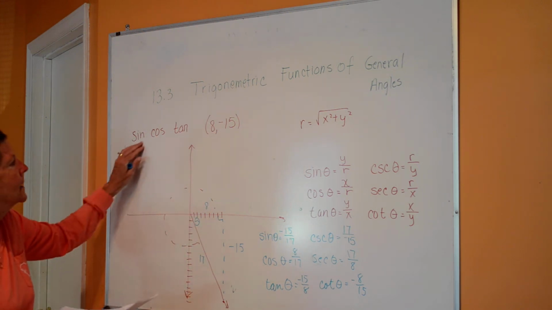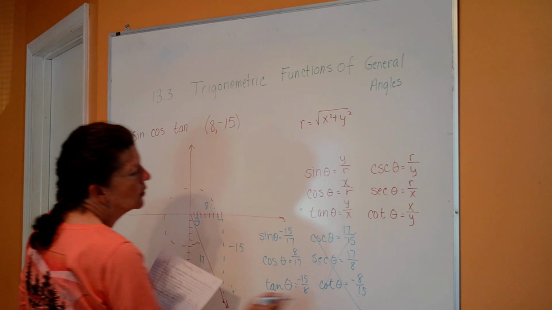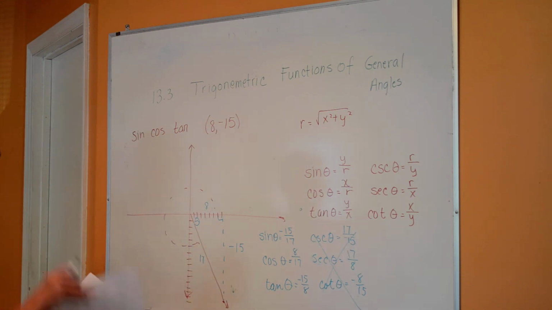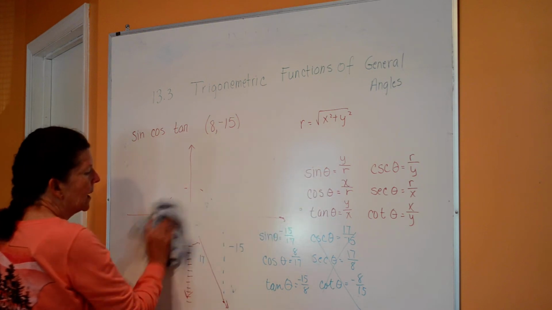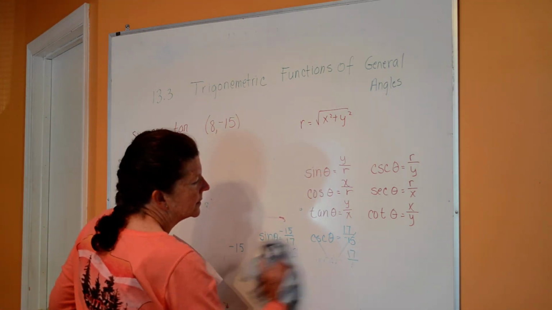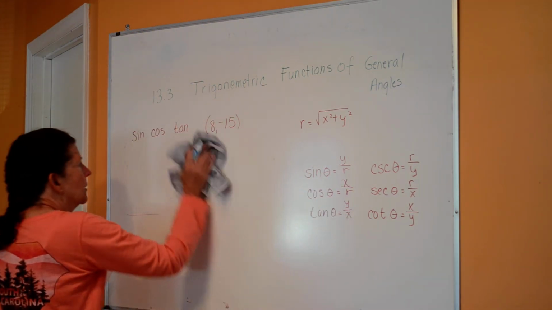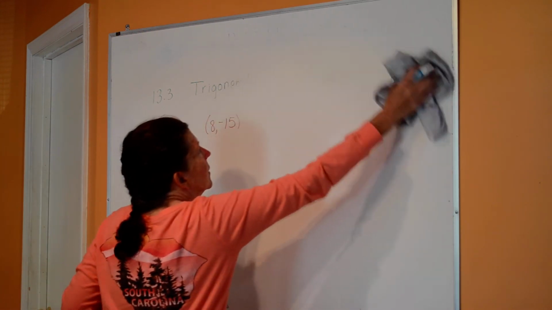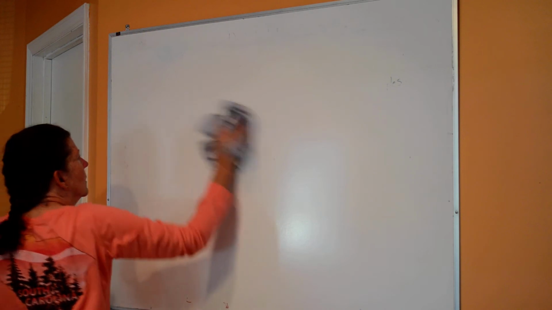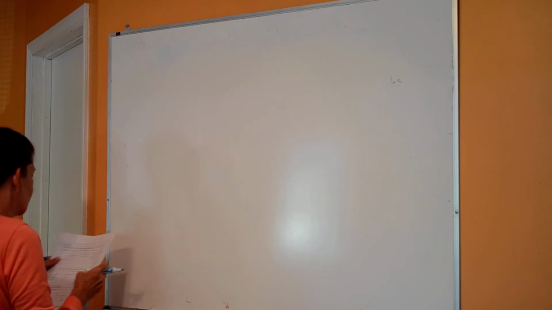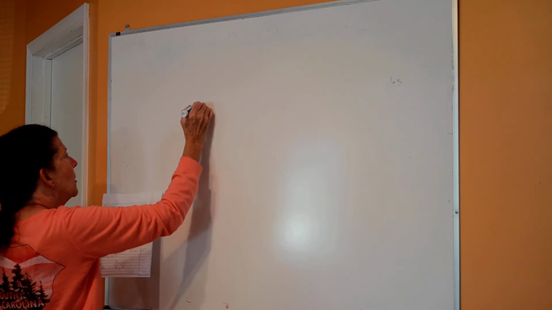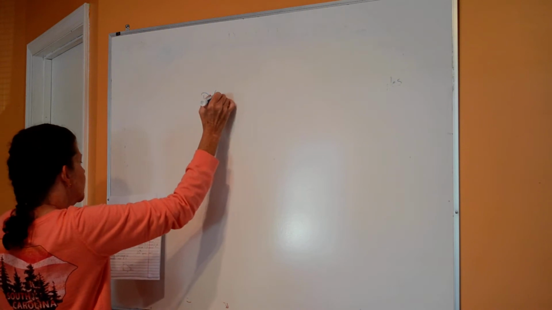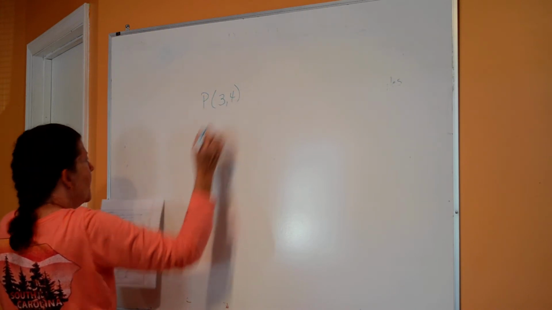I guess it only asked me for those 3, so I actually didn't need those, but I could do them anyway. All right, let's do another one. I'm going to erase that, but that's going to need to be memorized, okay? Again, let's do sine, cosine, and tangent when the terminal side passes through the point 3, 4.